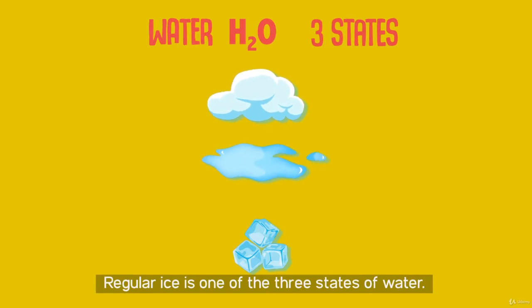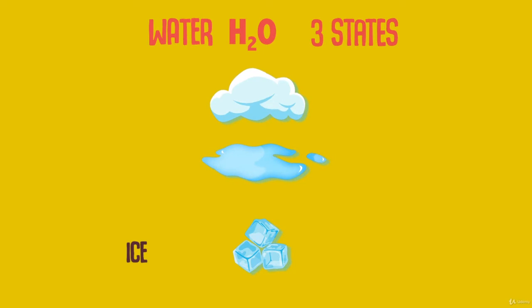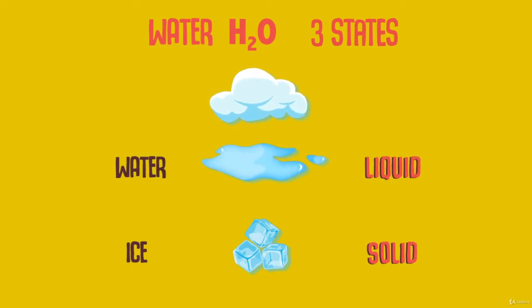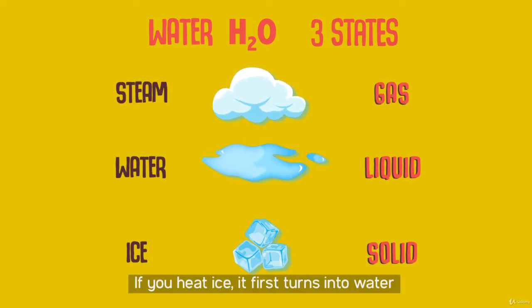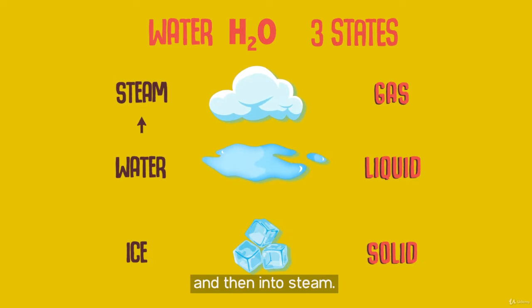Regular ice is one of the 3 states of water. Ice, solid, water, liquid, steam, gas. If you heat ice, it first turns into water and then into steam.